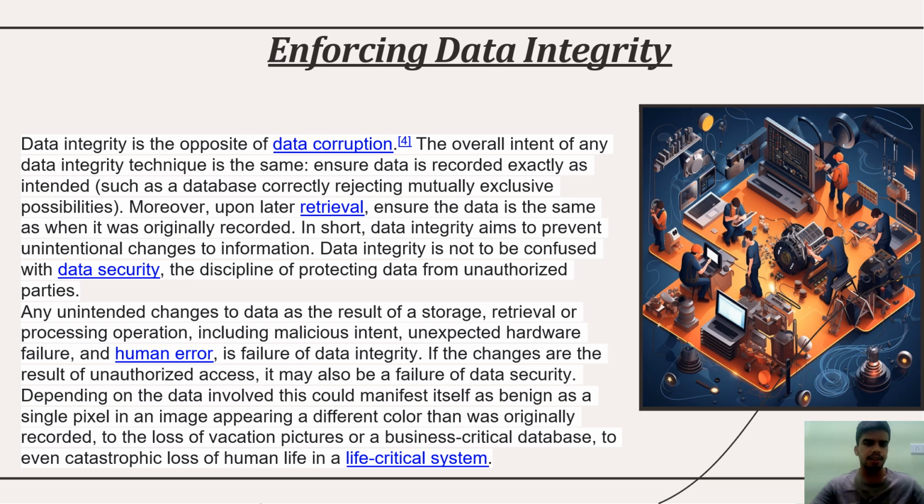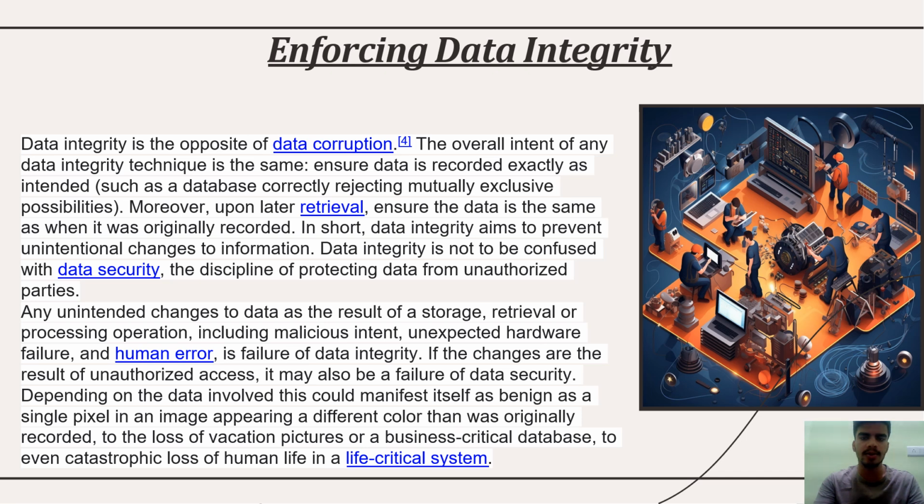Enforcing data integrity. Data integrity is the opposite of data corruption. The overall intent of any data integrity technique is the same: ensure the data is recorded exactly as intended, such as a database correctly rejecting mutually exclusive possibilities. Moreover, upon later retrieval, it ensures the data is the same as when it was originally recorded. In short, data integrity aims to prevent unintentional changes to information.